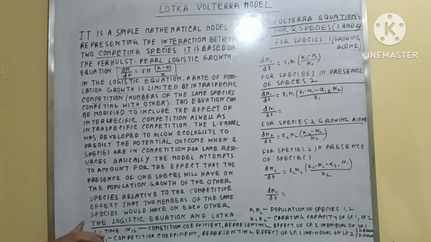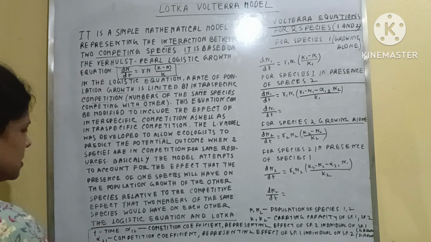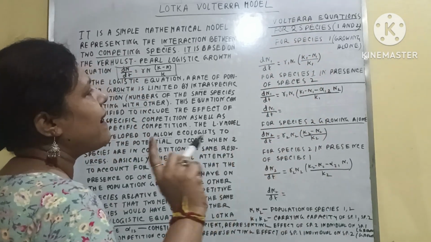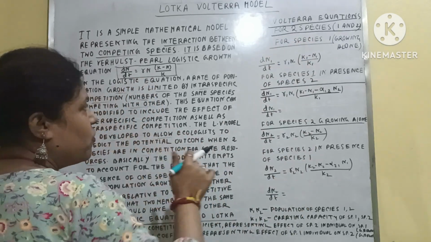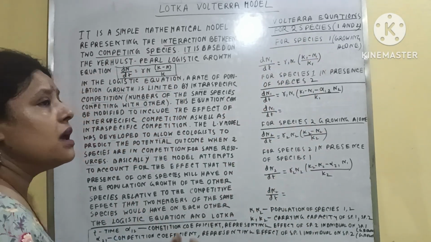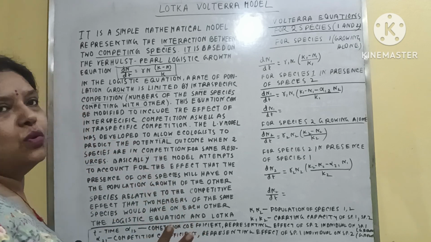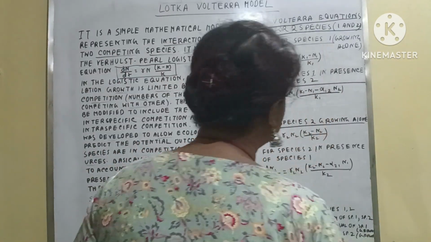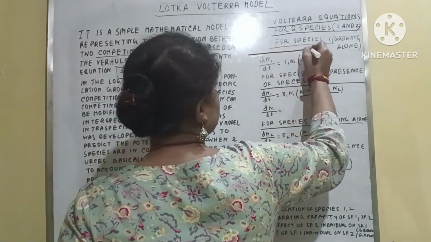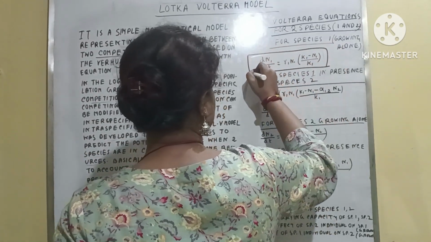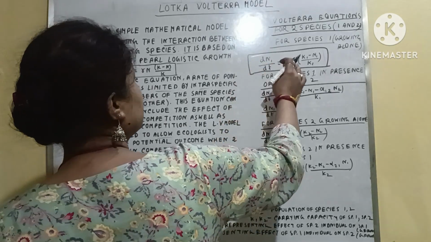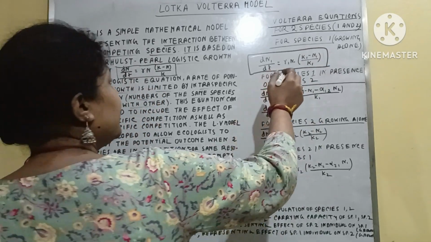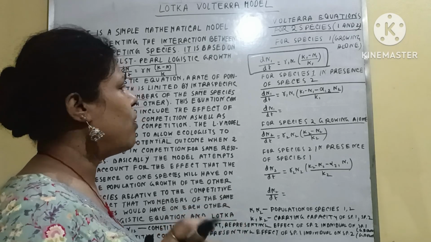Okay, so these are the logistic equation and the Lotka-Volterra equations for two species, species 1 and species 2. For species 1, when it is growing alone, the equation is dN1/dt equals r1 N1 (K1 minus N1) by K1. Here the 1 is for species 1.